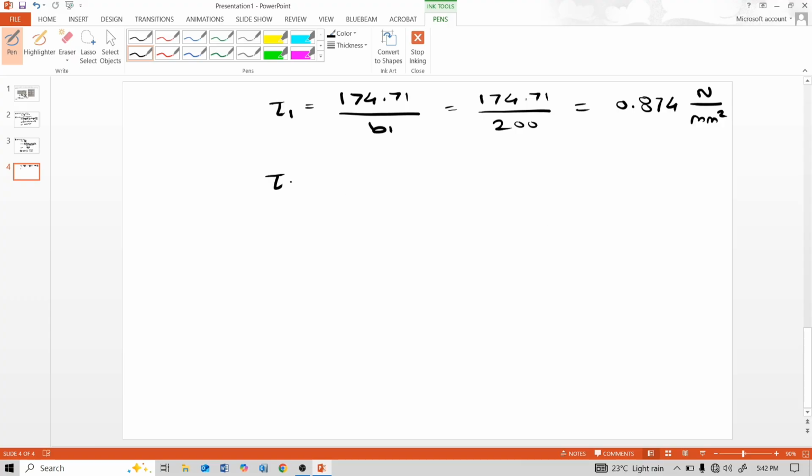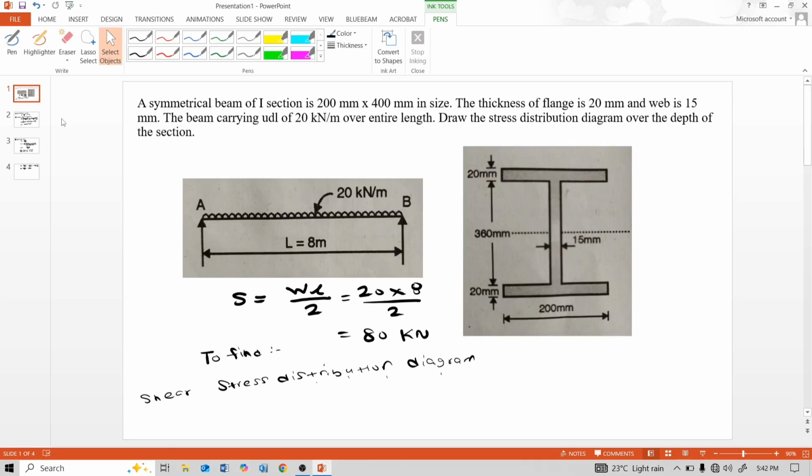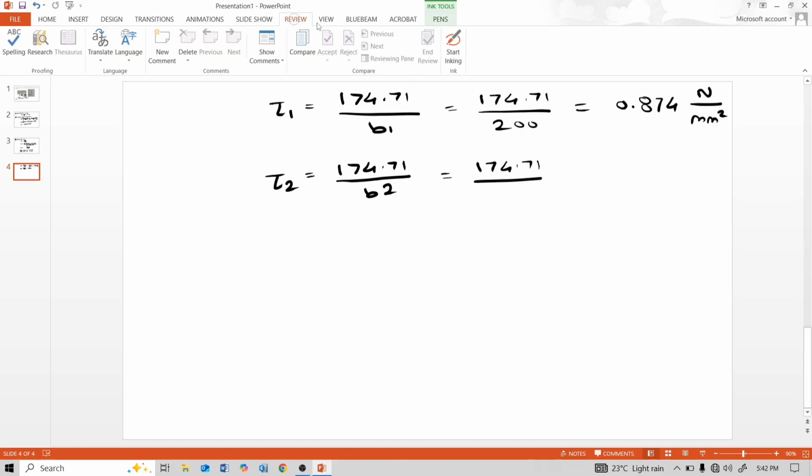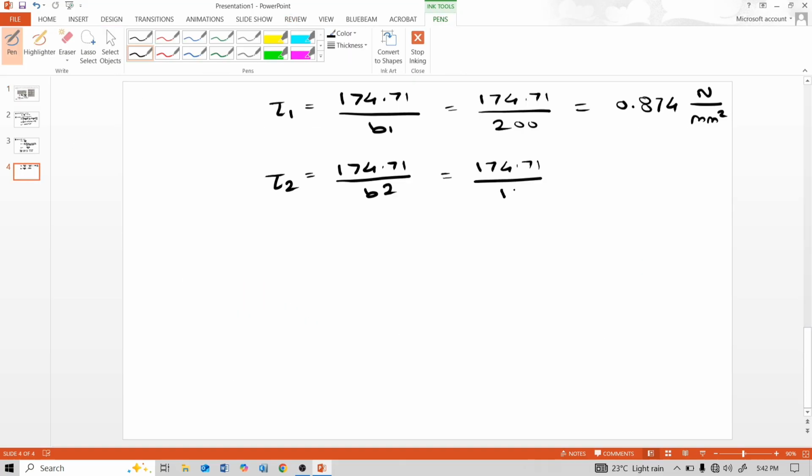Next find tau 2. Tau 2 is 174.71 upon web width b2. 174.71 upon web width is 15 mm. This is 11.647.